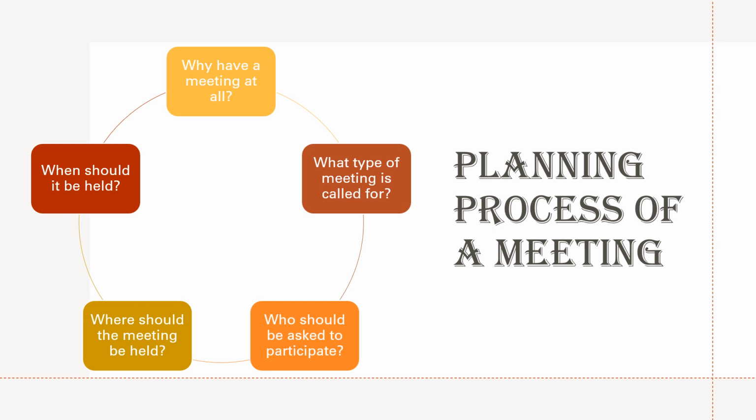Therefore it has to be very accurately planned as to who should be asked to participate and where the meeting should be. This where component will be seen in the later slides when we discuss how the venue or the seating arrangement makes a difference in the outcome of the meeting. And then when should it be held? This is again a very important thing.